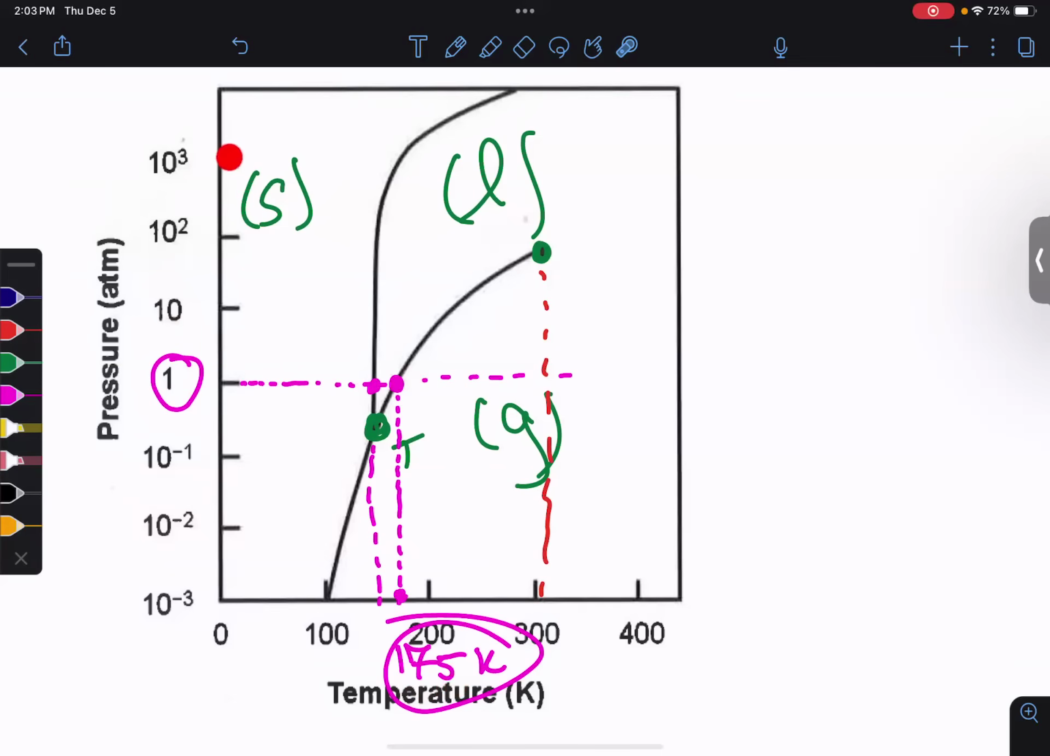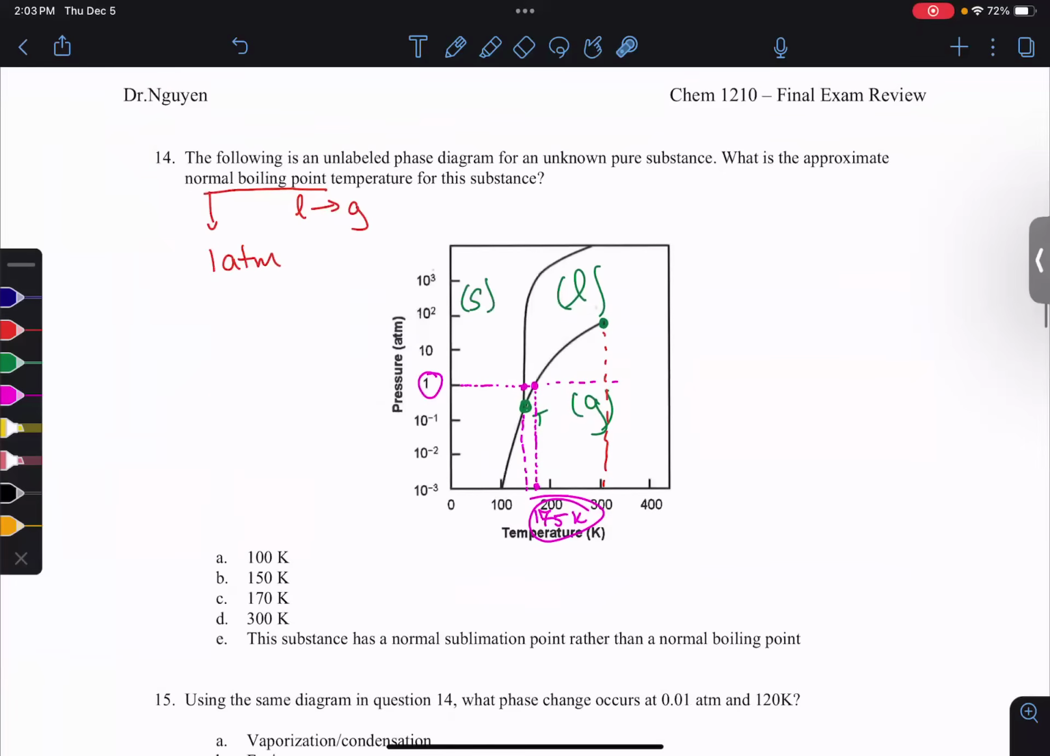If we went somewhere with a really, really crazy high pressure, it would actually never boil. It would just become a supercritical fluid. Or somewhere with a very low pressure, we would see that the substance would sublime instead. So yeah, our answer is probably C, 170 Kelvin.